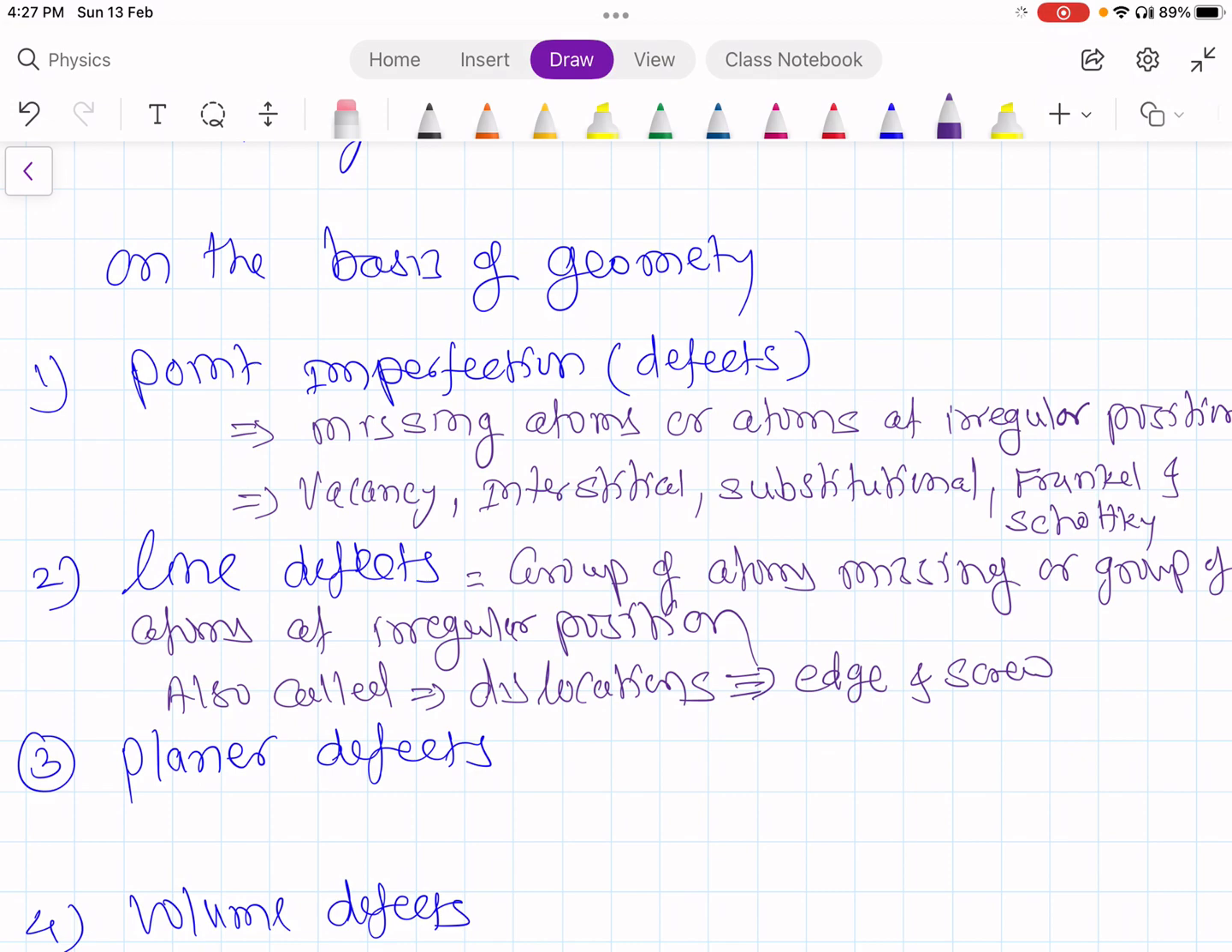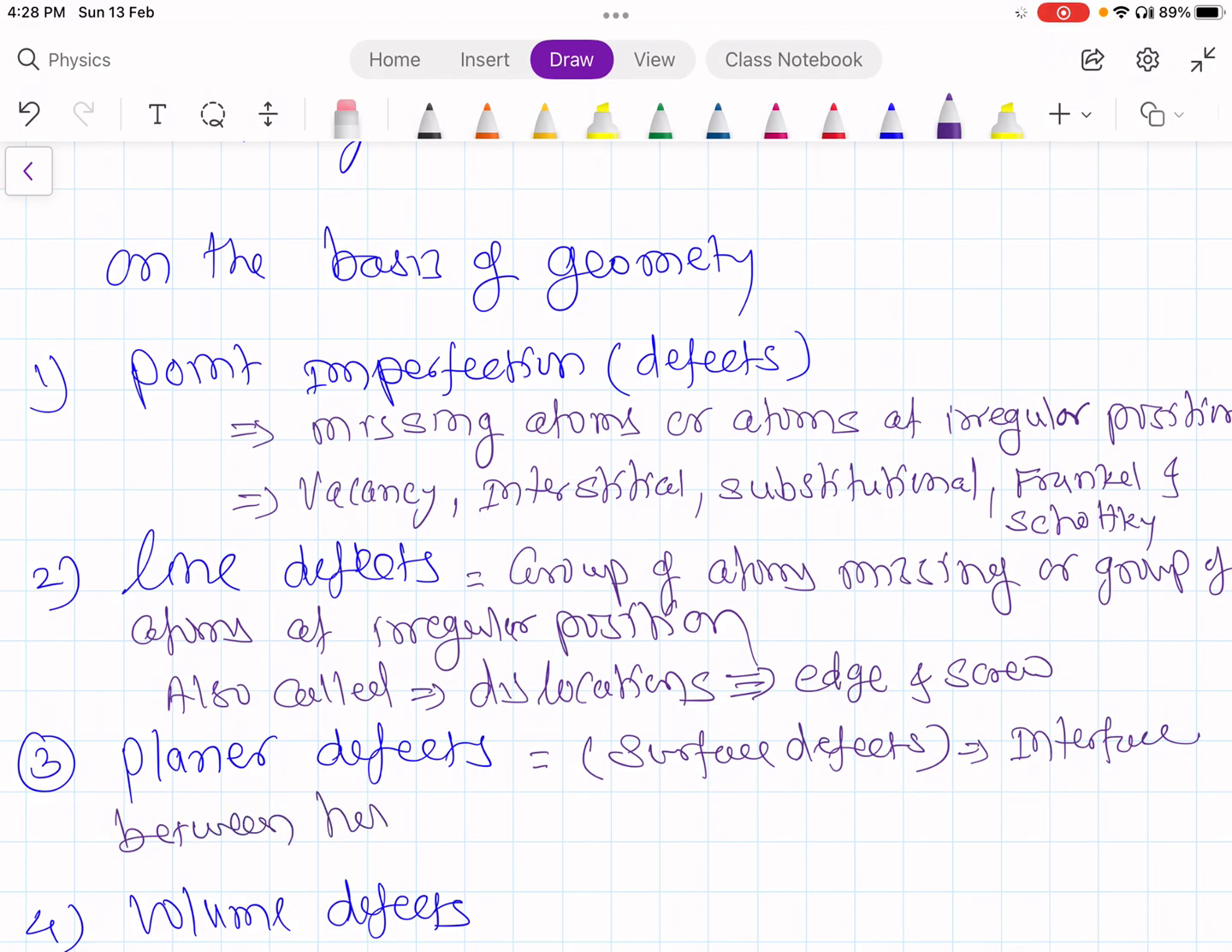Then the third type of defect is planar defect. Now planar defects are also called surface defects. These defects are nothing but an interface between homogeneous regions. These homogeneous regions are perfect themselves, but there is a boundary, a surface boundary between these two homogeneous regions.